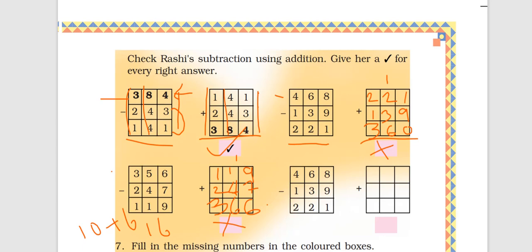The last one. Let's add these two numbers, 221 and 139. 9 plus 1 is 10. Put 0 over here, and carry the 1 ten to the top. 1 plus 2 plus 3 gives me 6. 2 plus 1 gives me 3. Right? So I get 360, whereas Rashi got 468. Again, her answer is wrong.